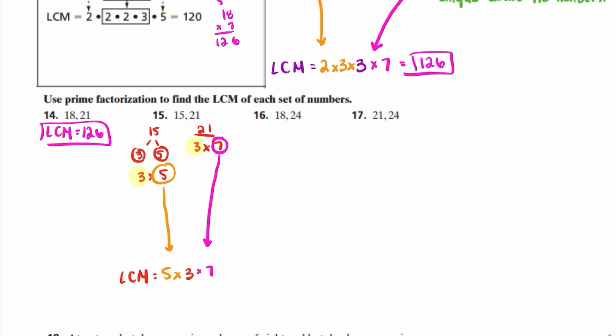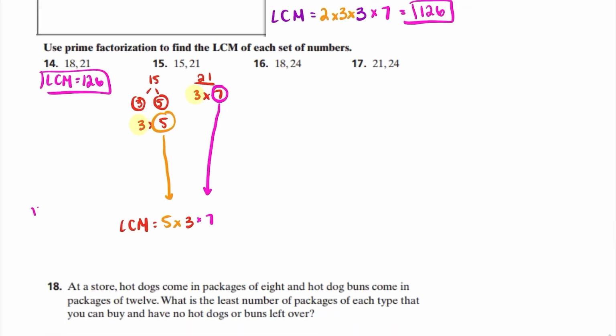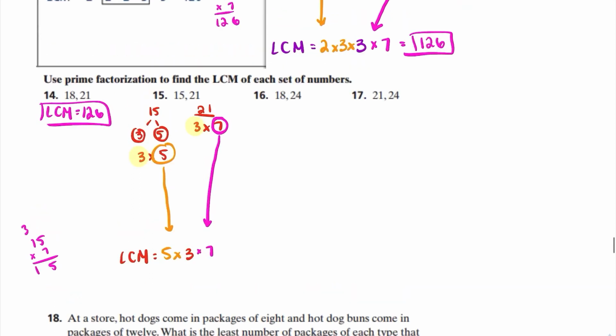So our least common multiple is going to be whatever 5 times 3 times 7 equals. Okay, so I know that 5 times 3 is 15. If I multiply 15 times 7, that's 5 times 7 is 35. 7 times 1 is 7, plus 3 is 10, so 105. So the LCM here is 105. And there we go.